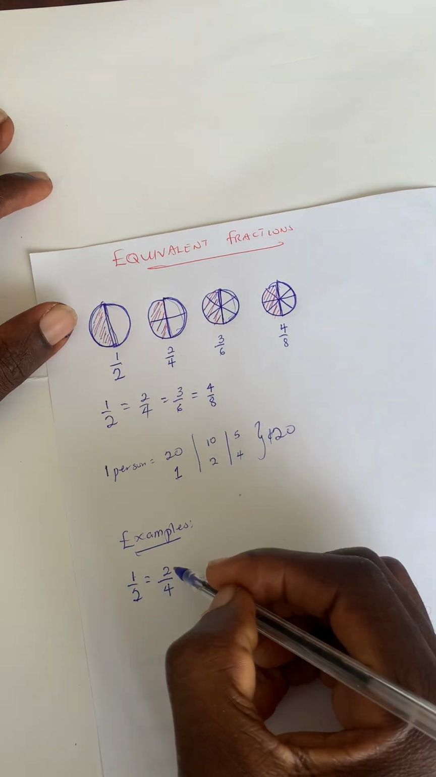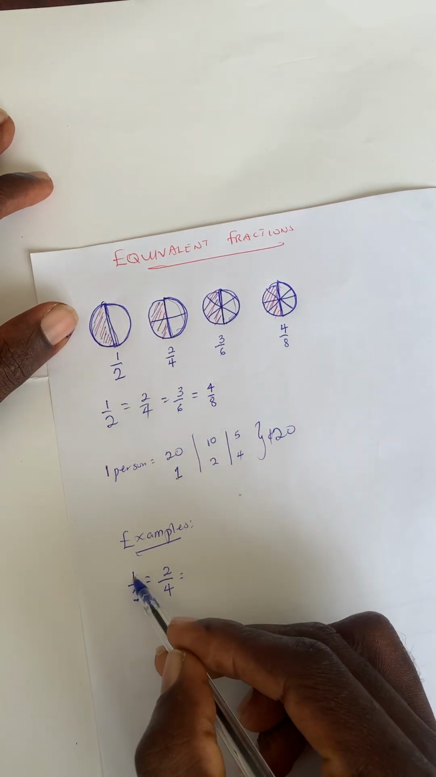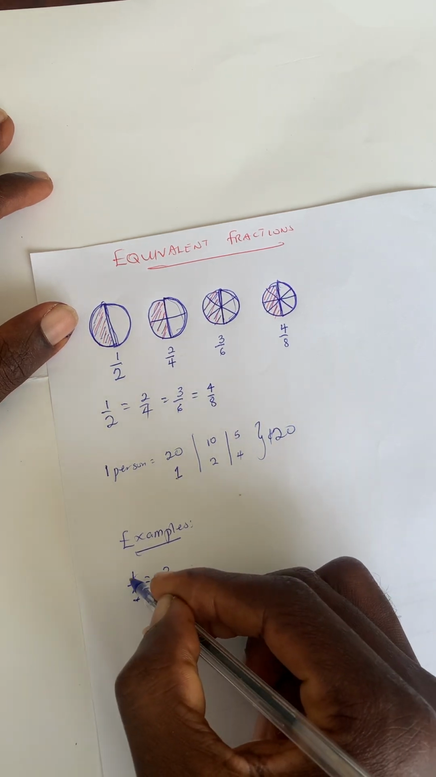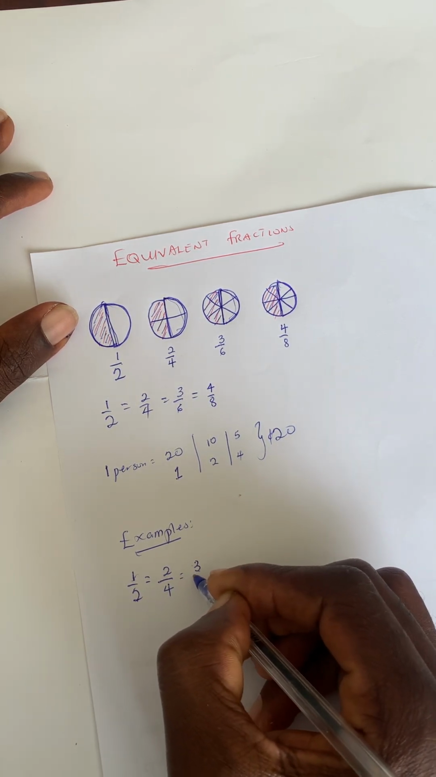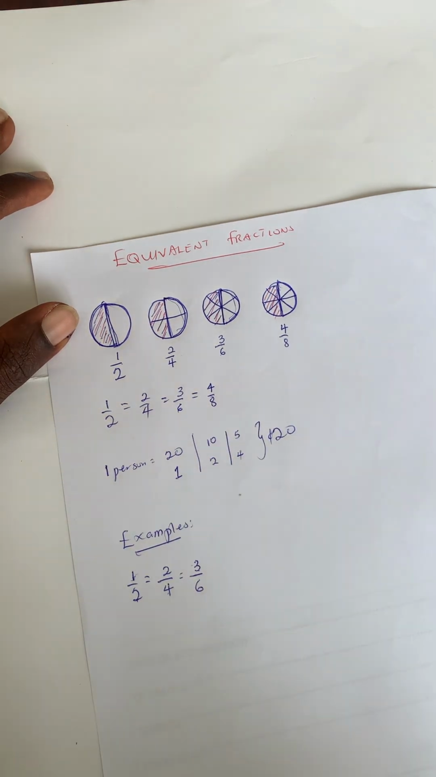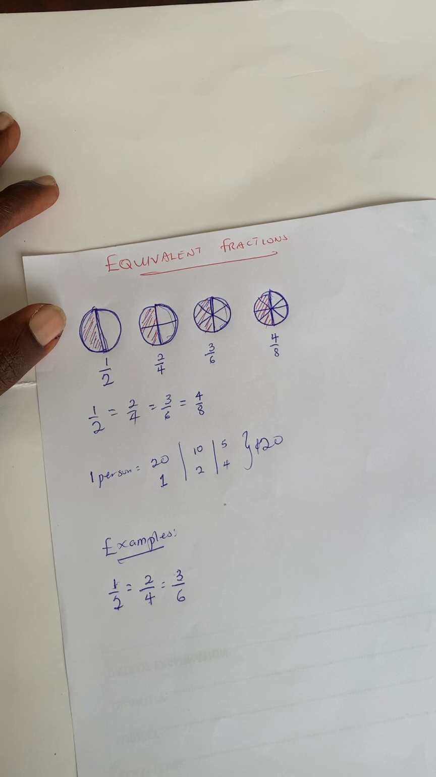To get the next one, you now add the first numerator to the second numerator, so you can get the third numerator. So 1 plus 2 will give us 3, and 2 plus 4 will give us 6. Hopefully this helps you understand what we are doing.